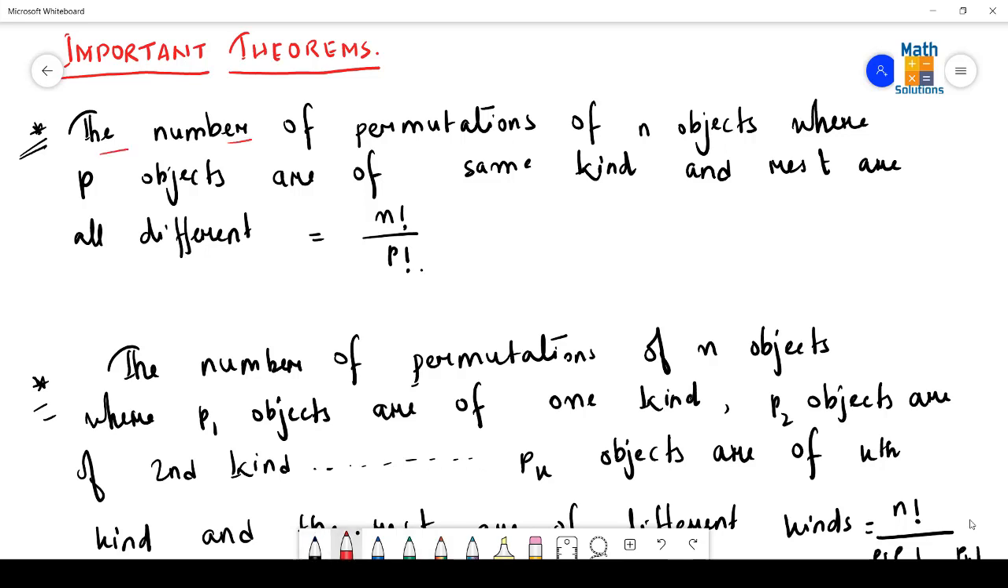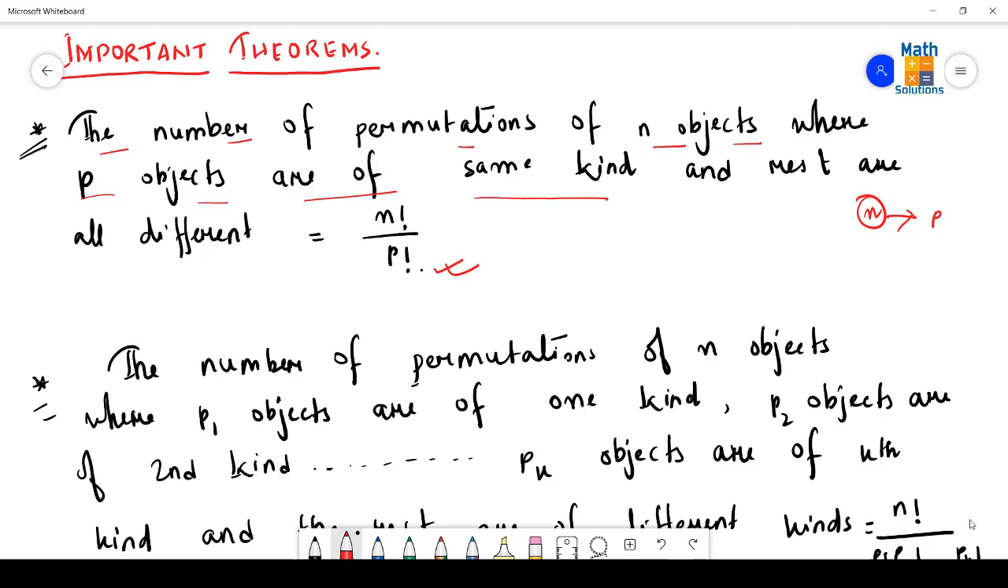The number of permutations of n objects where p objects are of the same kind, that means in total we are having n number of objects, out of which we find that there are p number of objects which belong to the same category and the rest are all different. In that case the permutation will be n factorial divided by p factorial. So this is the first important theorem.